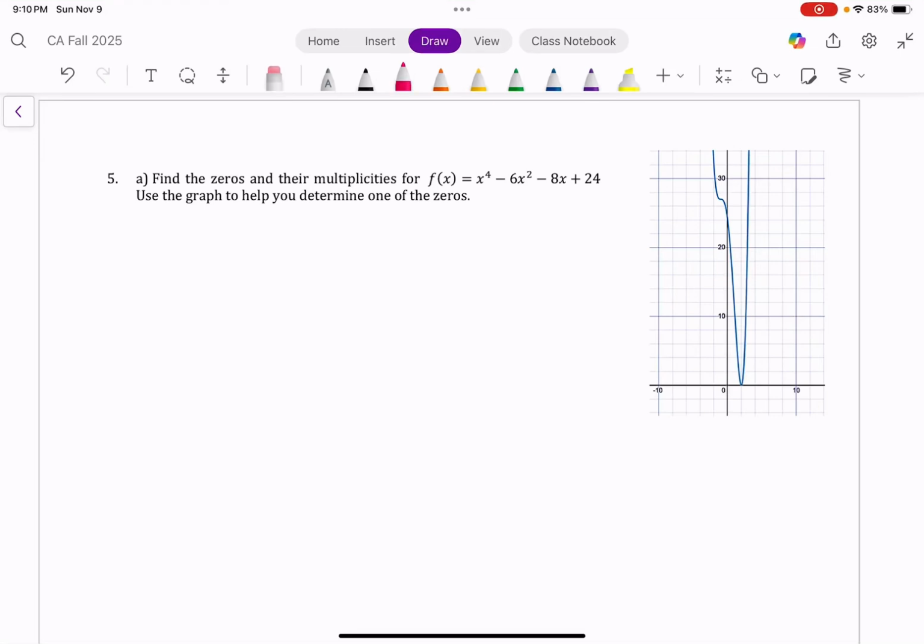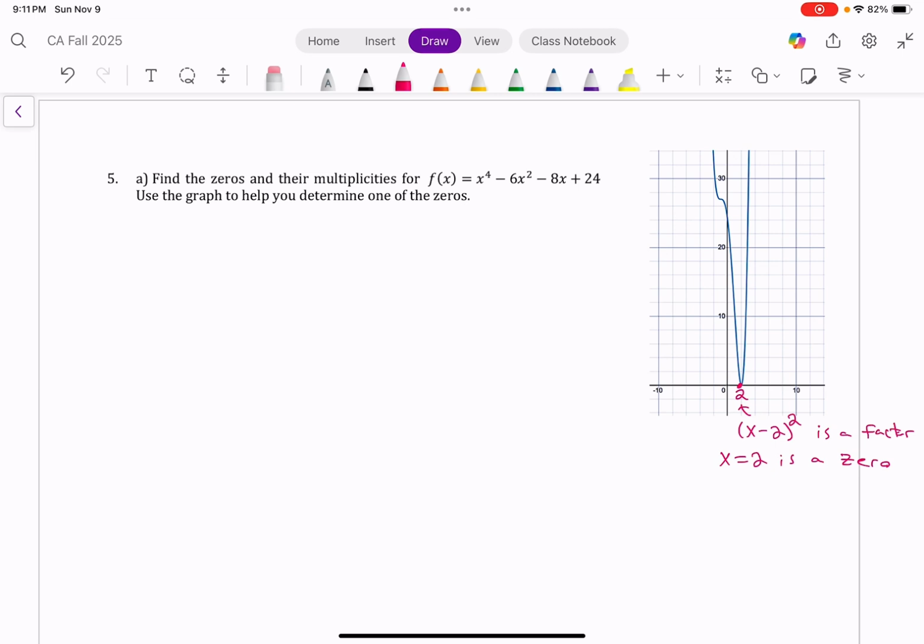Okay, so this is the second half of 3.4. Here we want to find the zeros and multiplicities for this function, and we're going to use the graph to help us figure that out. Notice there's an x-intercept right here at 2, and notice that it's bouncing. Because of the bounce, that means (x - 2) squared is a factor. So x = 2 is a zero, and it shows up twice.